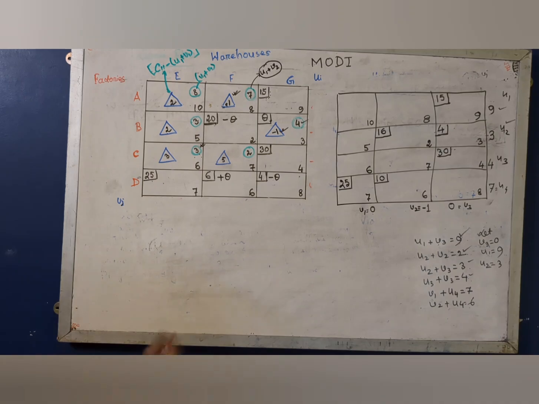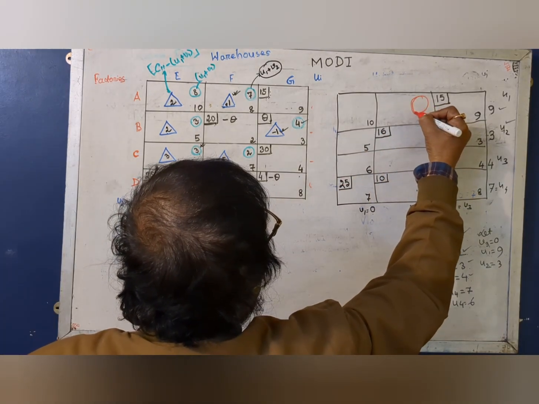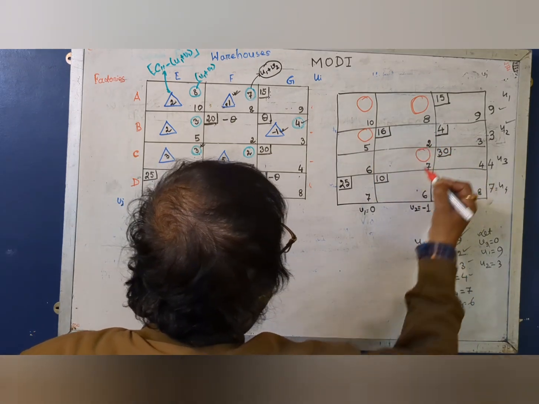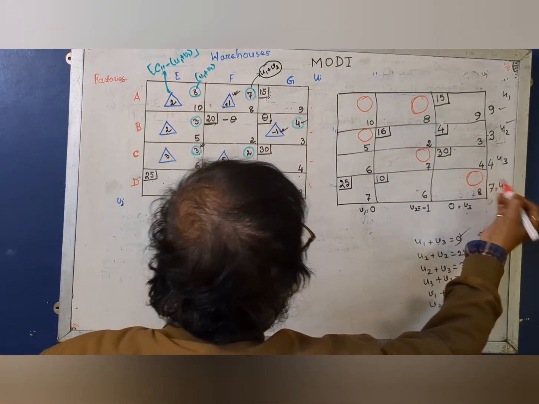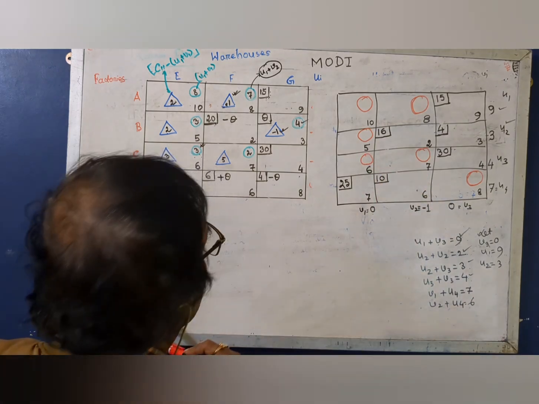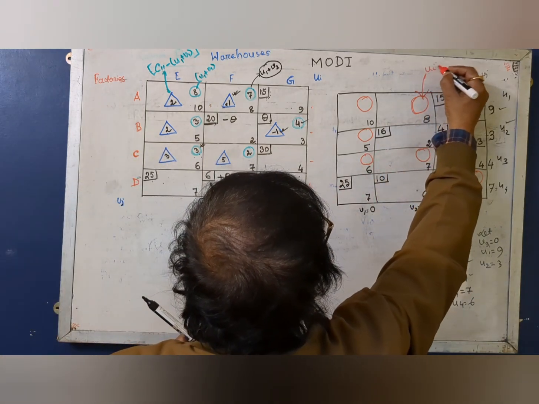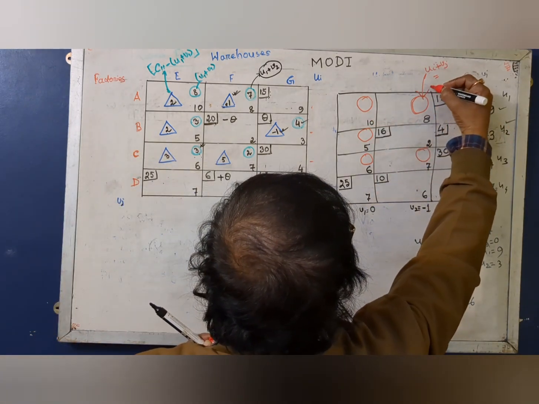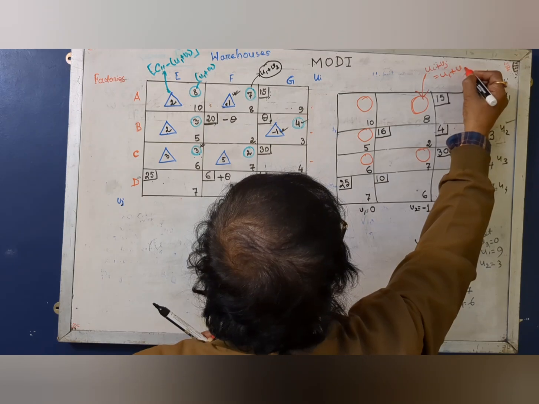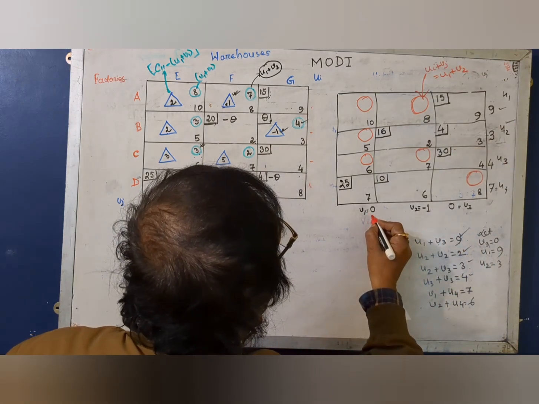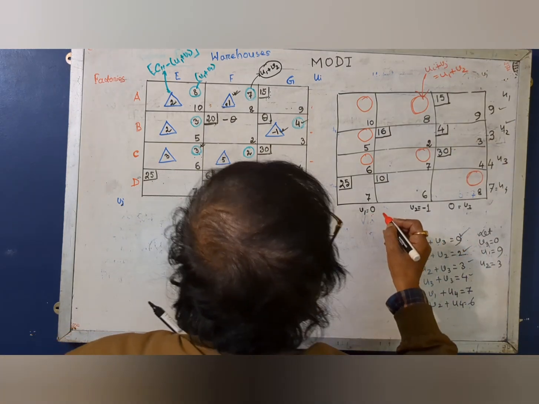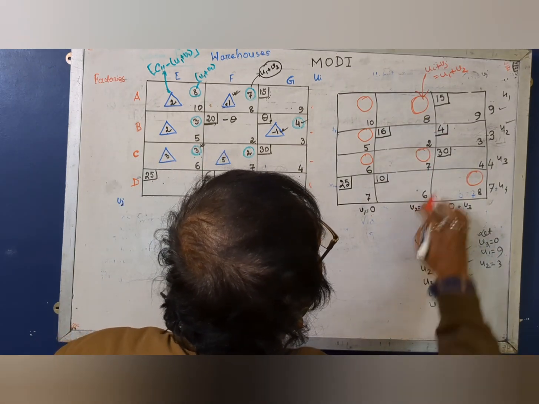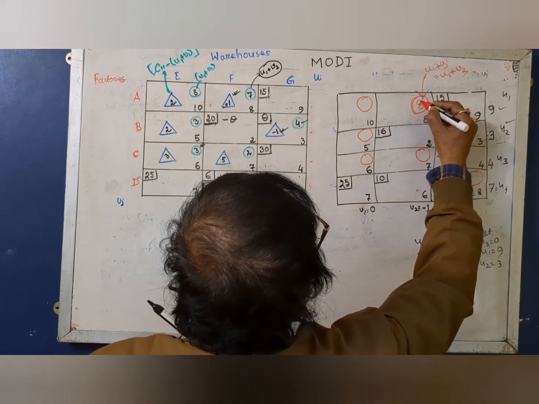Okay. Now my next step is to find the value of the circles, that means Ui plus Vj for all the non-basic cells. These are the non-basic cells. This is also a non-basic cell. This is also a non-basic cell. This means Ui plus Vj. In this case it is U1 plus V2. What is U1? U1 is 0, and this is V2. Sorry, U1 plus V2, that is 9 minus 1. This is 8.